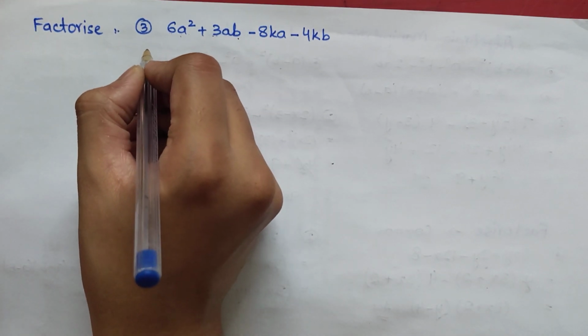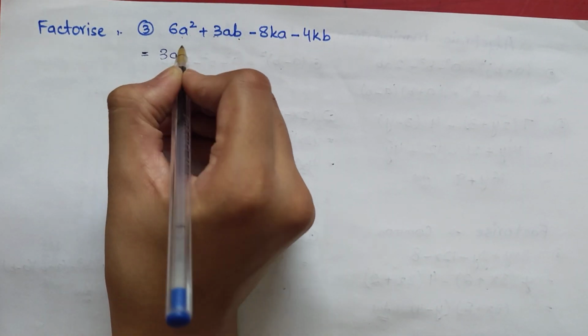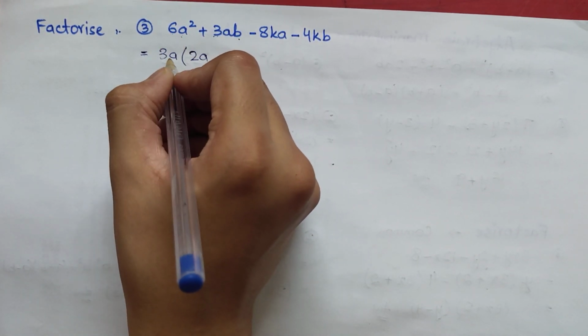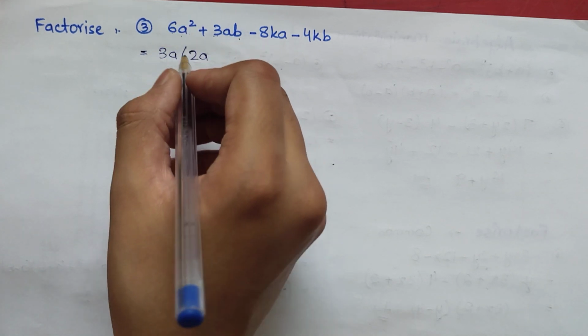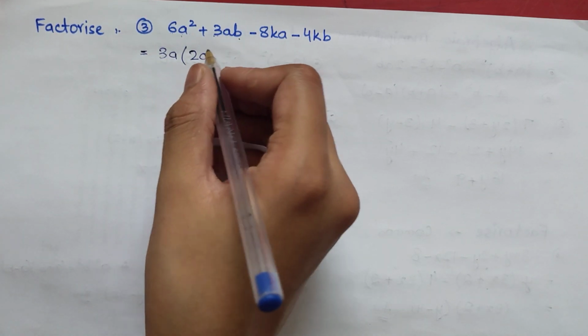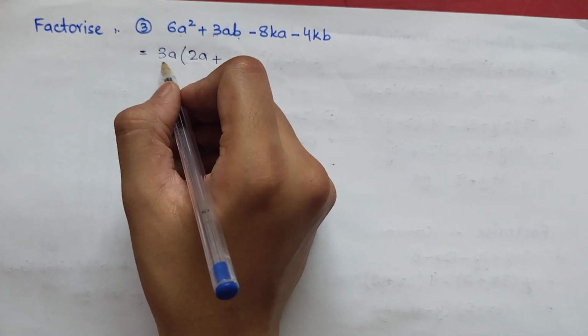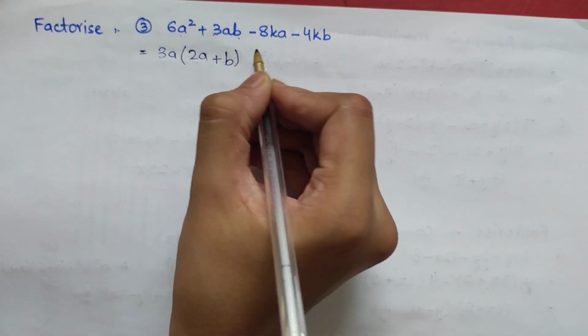Here we are getting, so I'm just writing 3a is common from the first two terms and it becomes 2a remain. 1 is common outside, a square means power 2 means a is 2 times, so I write 1a in the bracket, plus sign remains as it is. 3a is common, 3a divided by 3a becomes 1, so only b remains in the bracket and bracket is closed.